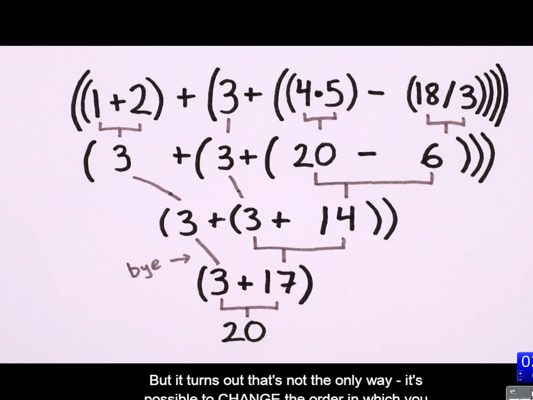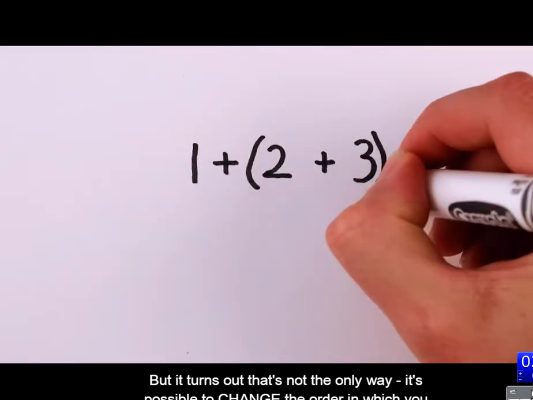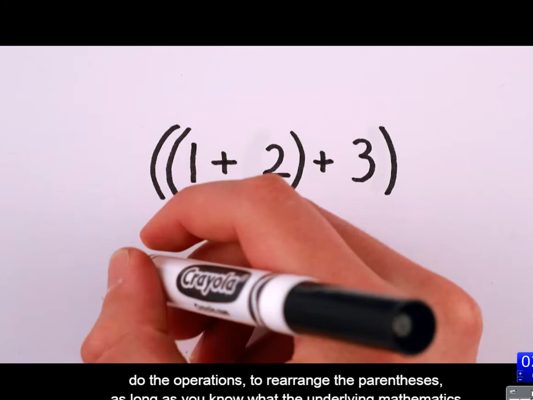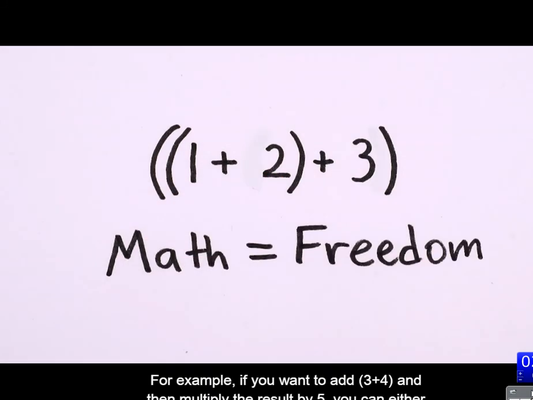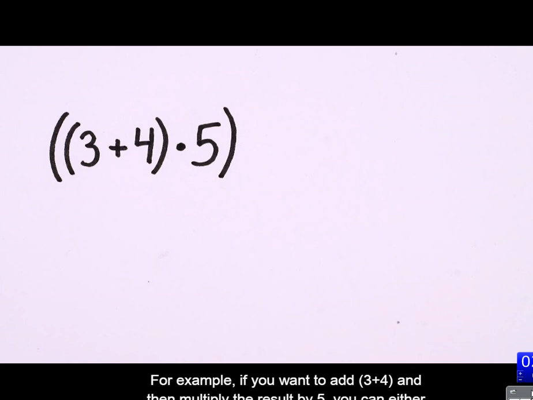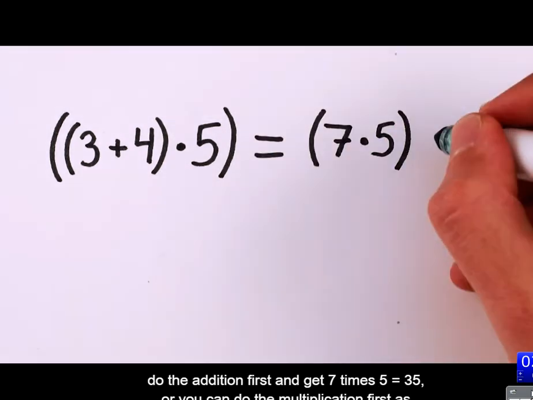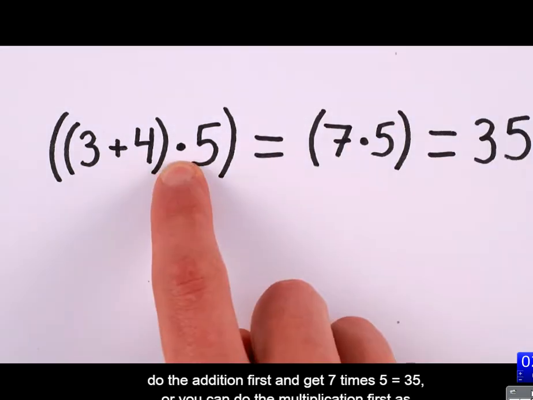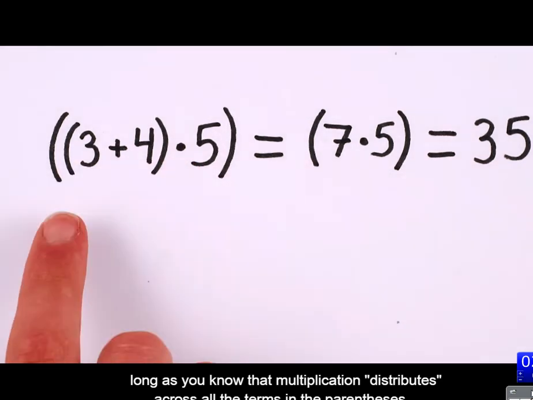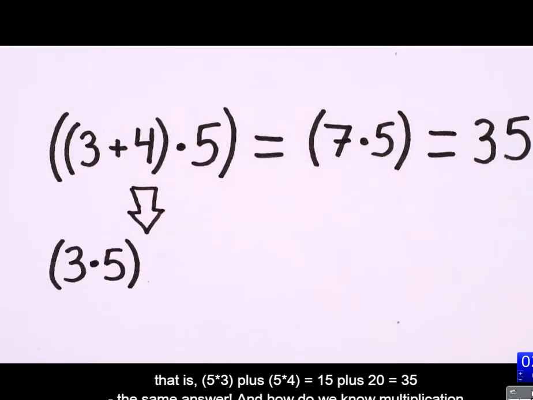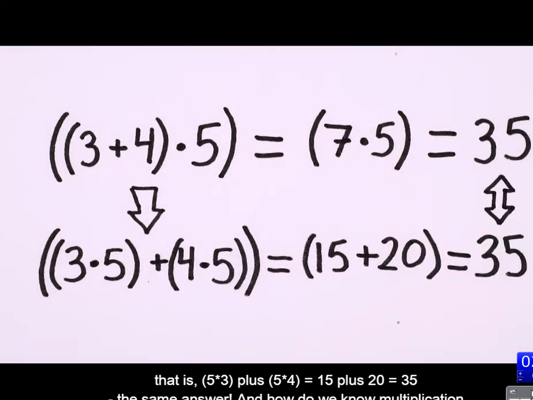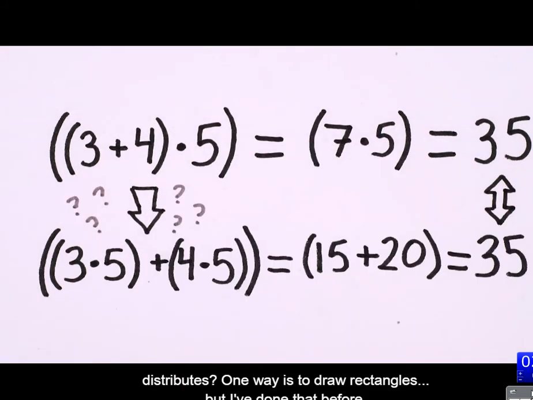But it turns out that's not the only way. It's possible to change the order in which you do the operations, to rearrange the parentheses, as long as you know what the underlying mathematics is. For example, if you want to add 3 plus 4 and then multiply the result by 5, you can either do the addition first and get 7 times 5 equals 35, or you can do the multiplication first, as long as you know that multiplication distributes across all the terms in the parentheses. That is, 5 times 3 plus 5 times 4 equals 15 plus 20 equals 35. The same answer.